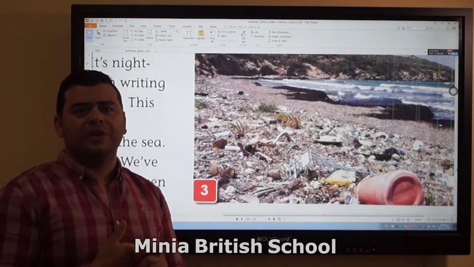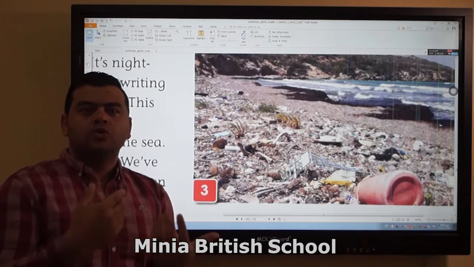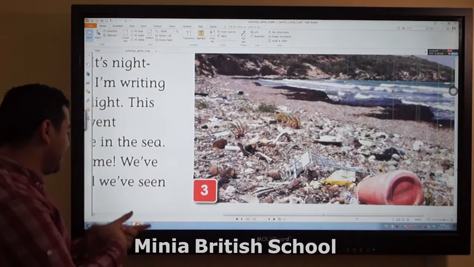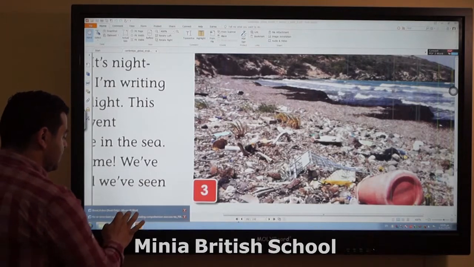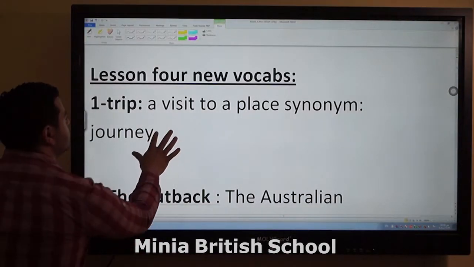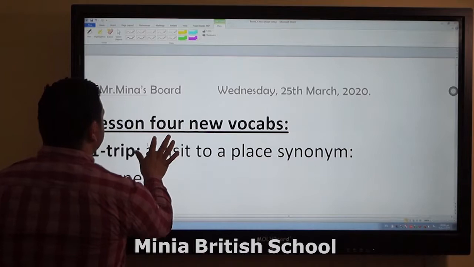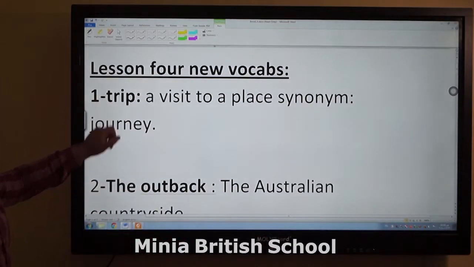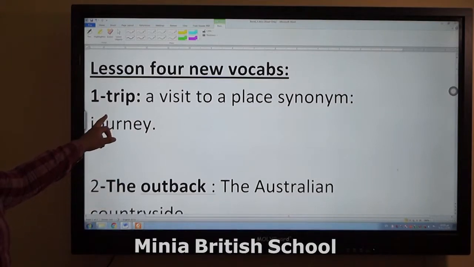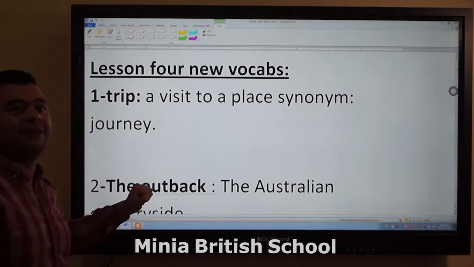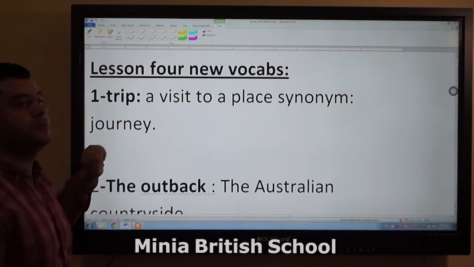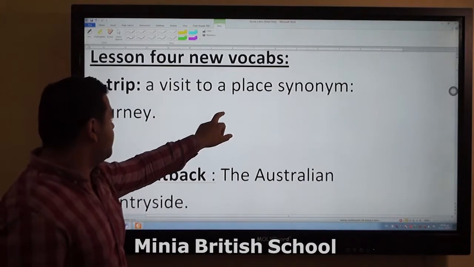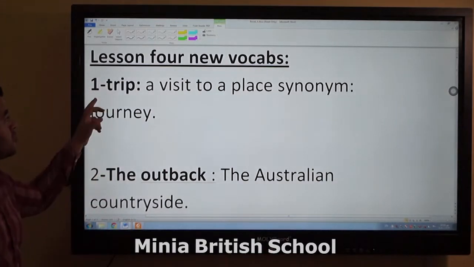Number 2, now we will take notes on how to write notes. But before we take notes, I will again take the words in this text again. So, in this text, we met these words. Trap. Repeat after me if you can. Trap. A visit to a place, synonym of it is a journey.